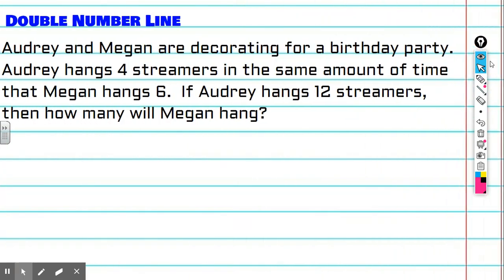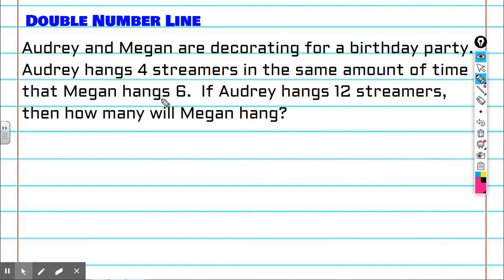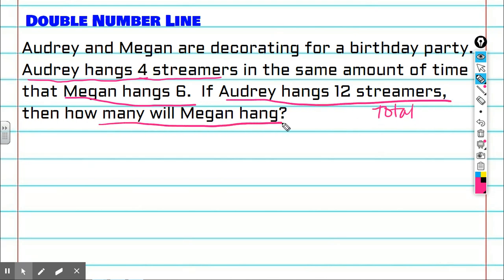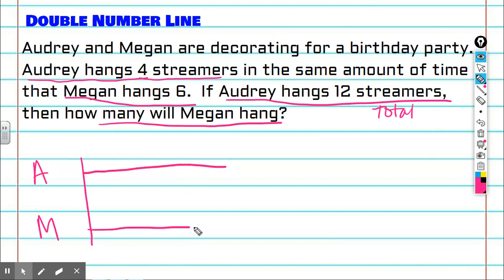You can solve the same problem using a double number line. So again, Audrey hung 4, Megan hung 6, Audrey hung a total of 12. We want to figure out how many Megan hung. Well, we know how many Megan hung. This is just another way to solve using a double number line. So we have our number lines here.